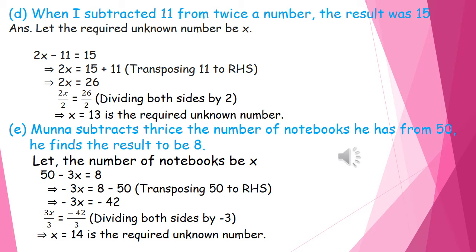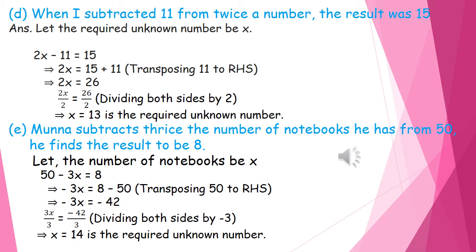Let us consider that the number of notebooks will be x. So thrice the number will be 3x. Now we are subtracting 3x from 50. 50 minus 3x is equal to 8. Now we are transposing 50 by changing its sign from plus to minus. So we are getting minus 3x is equal to 8 minus 50, or minus 3x is equal to minus 42.